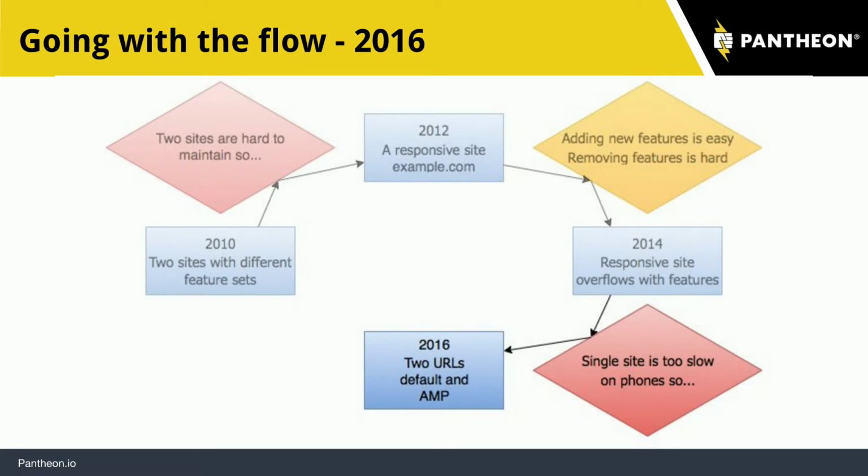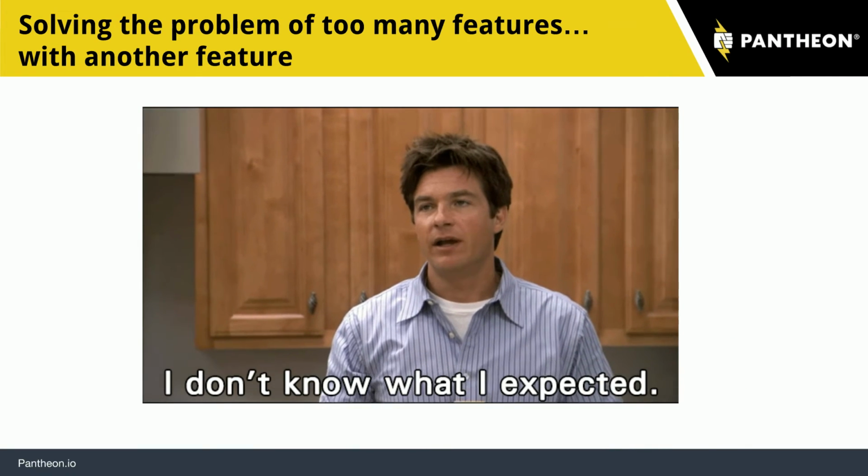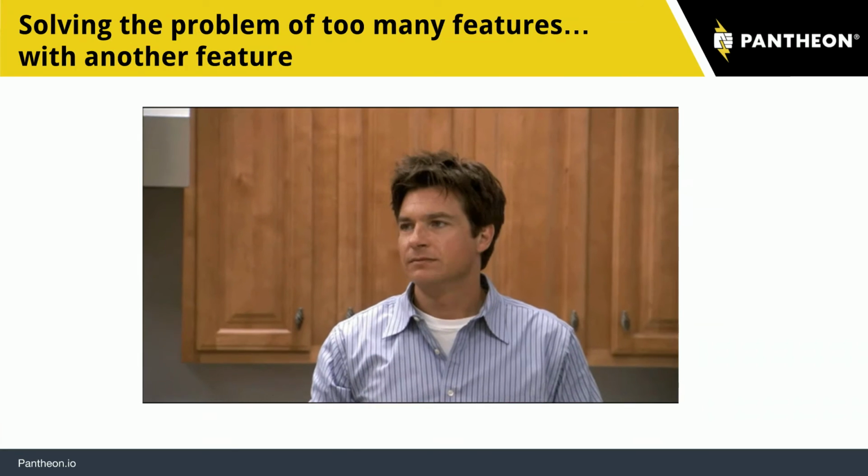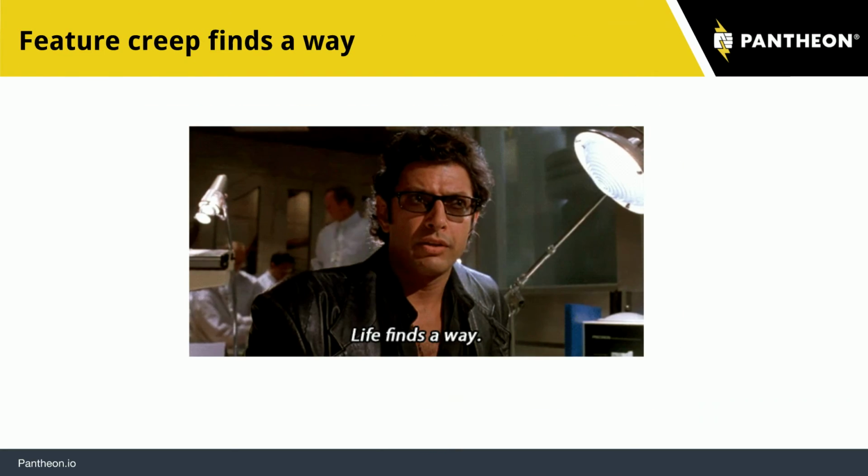2016, we can solve that by adding another feature. We can add the AMP feature. And to be clear, I'm going to implement AMP on the few sites I still control because I want a faster site, I want better treatment in Google rankings, but I think I see what's coming next. I think the AMP sites are going to start diverging. And to be clear, AMP is not a completely separate site, it's just articles, or the articles you designate, have an alternate version. Well, I think those features are going to keep creeping. I don't know what we expected trying to solve the problem of too many features with another feature. Feature creep finds a way.